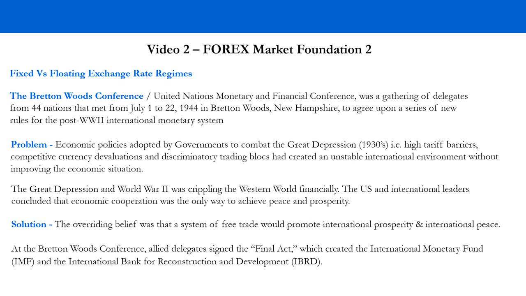And there was a major problem in the world. Well, there were a few major problems. The first one was the occurrence of the Great Depression in the 1930s, where basically there were reactive, protectionist economic policies brought into force, such as high tariff barriers, competitive currency devaluations, and discriminatory trading blocks, basically in reaction to the Great Depression, which was kind of counterintuitive because high tariff barriers, for example, is when a country basically puts up tariffs on foreign goods for importers mainly, and that makes foreign goods more expensive relative to domestic goods.